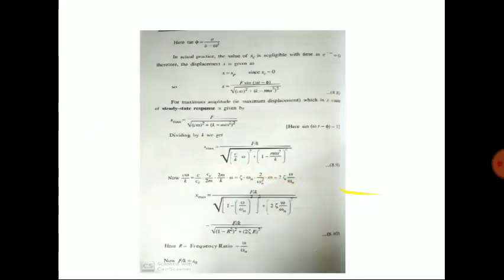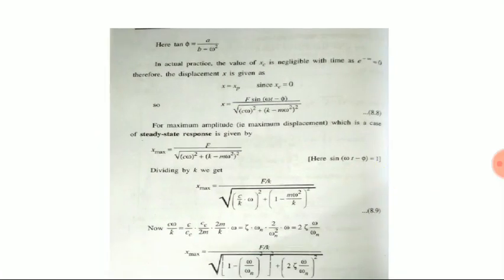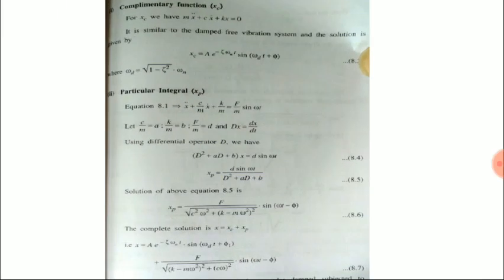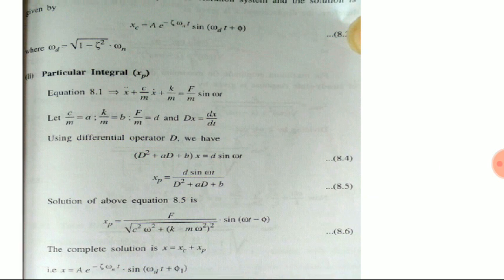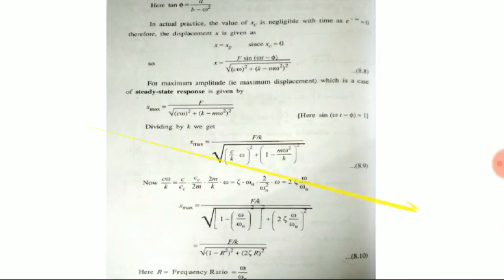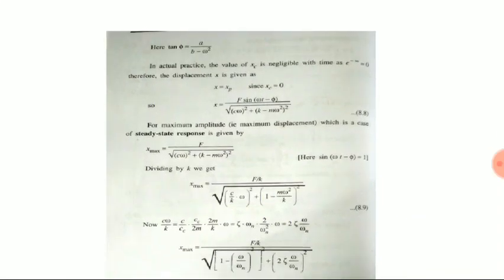One more term we are studying is tan phi. Tan phi means phase angle, and tan phi is a by b minus omega square. What are a and b? You can see here a means c by m, and b means k by m. That's all. A is c by m and b is k by m. And omega, you already know, is the angular frequency. So phi means phase angle, and this is the equation.